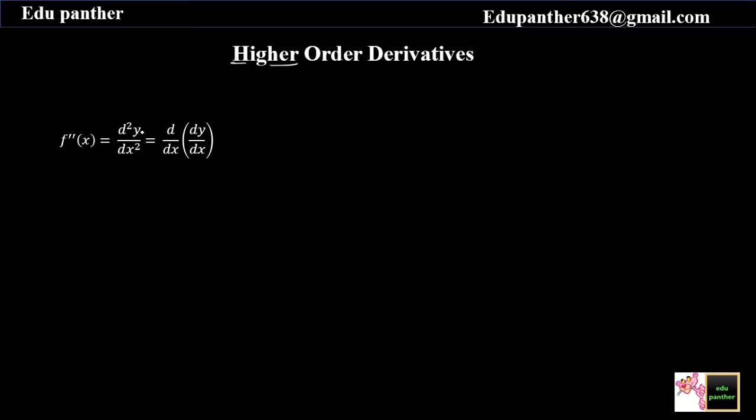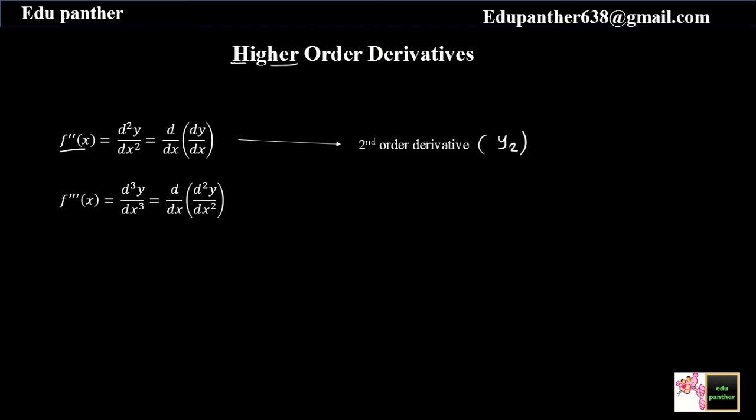The meaning of d square y by dx square is first take the first derivative of your function and then again differentiate it. That means d by dx of dy by dx. If we are differentiating our function two times, that derivative is called the second order derivative. The notation for that is f double dash x, or d square y by dx square. In some notebooks they use this notation also, y2. So y2 stands for the second derivative of your function, the second order derivative.